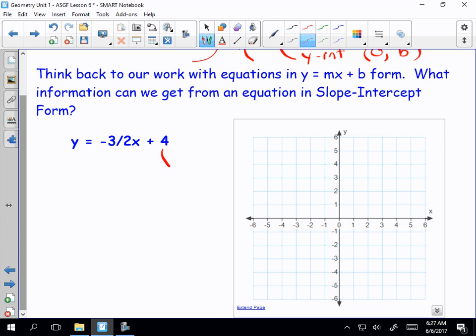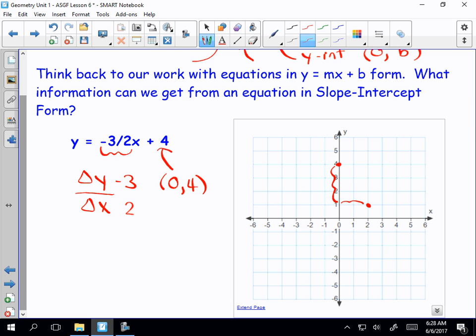So in this case, we look at the plus 4. The plus 4 is a coordinate point: when x is 0, y is 4, and that gives us a starting value to draw the rest of the graph. And then we look at our slope, and remember our slope is the change in y over the change in x. So our change in y is a -3, or a down 3 movement. Our change in x is a +2, or a right 2 movement.